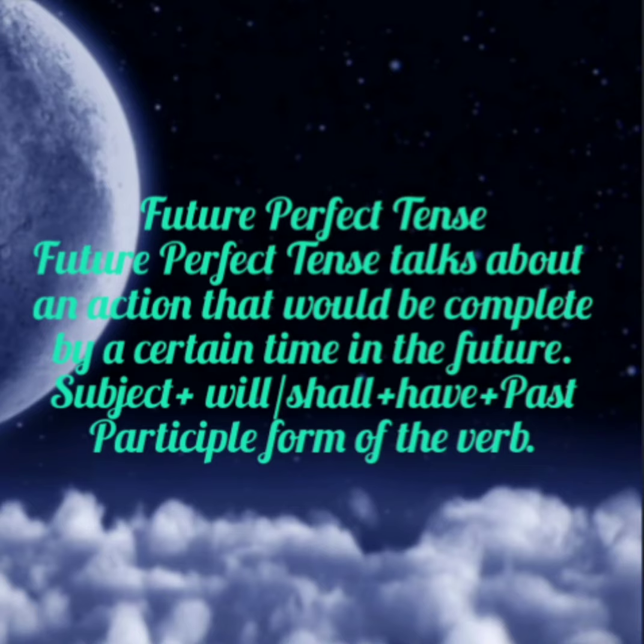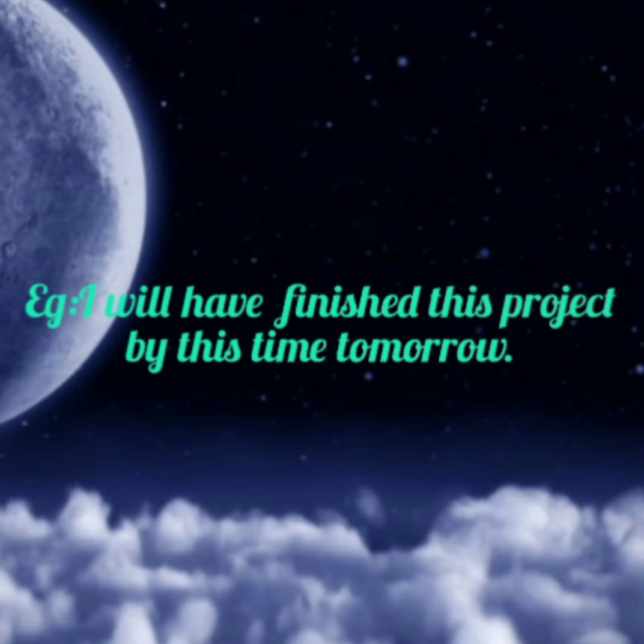Next one is future perfect tense. Future perfect tense talks about an action that would be completed by a certain time in the future. The action will be completed in the certain time in the future time. For writing a sentence in future perfect tense, we can use this: subject plus will or shall plus have plus past participle form of the verb. For example, I will have finished this project by this time tomorrow.